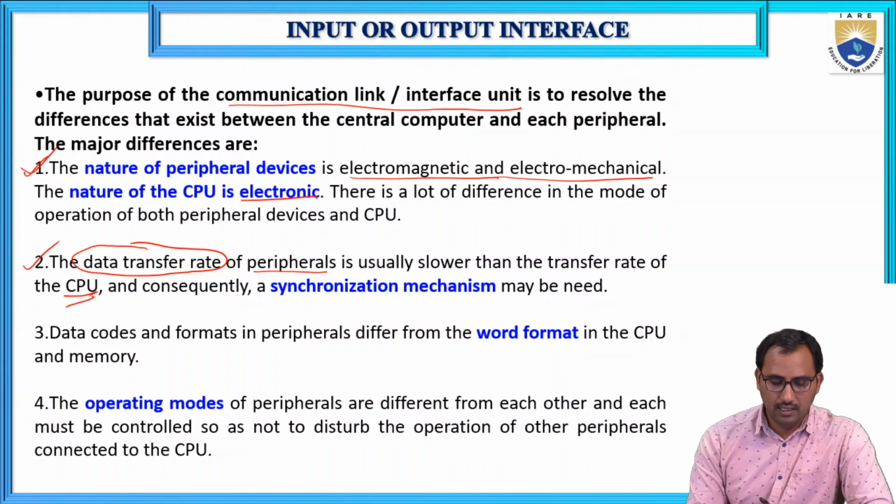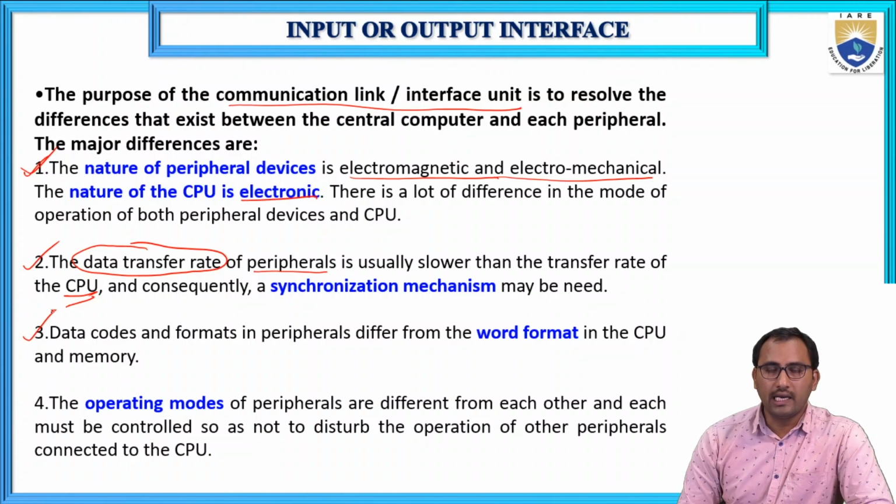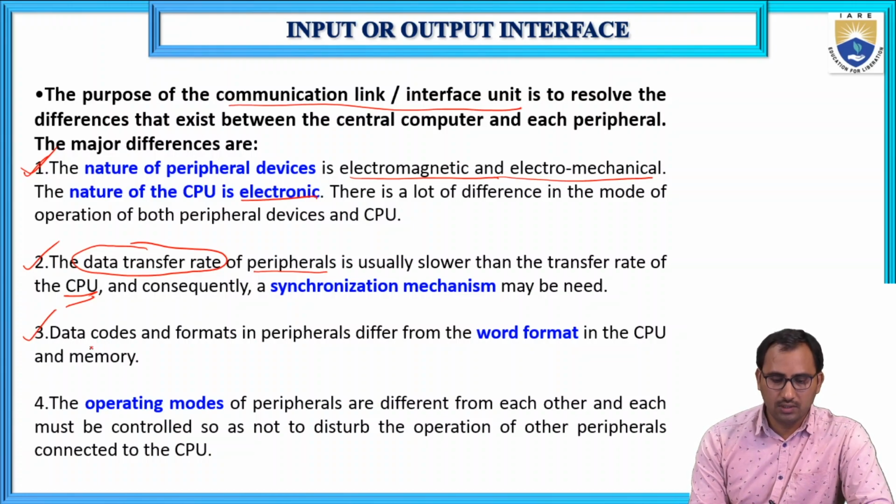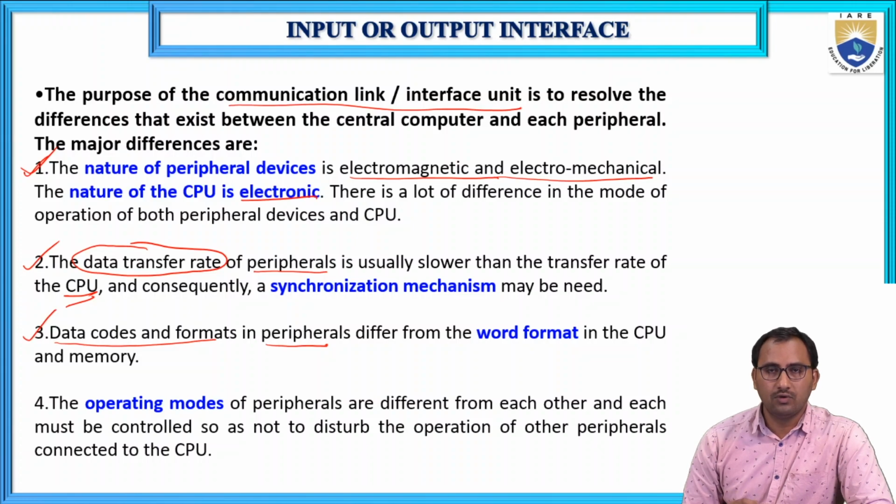So that is the second difference. Coming to the third difference, it is the data codes and data formats. If you consider the peripheral devices, the data format of the peripheral devices is in bytes. So when the IO device is transmitting or receiving information, generally it will be in bytes. One byte means a group of 8 bits. So the data transfer will take place in bytes.